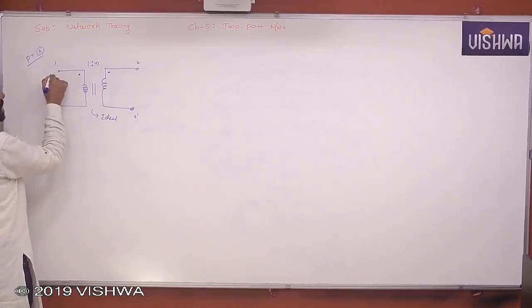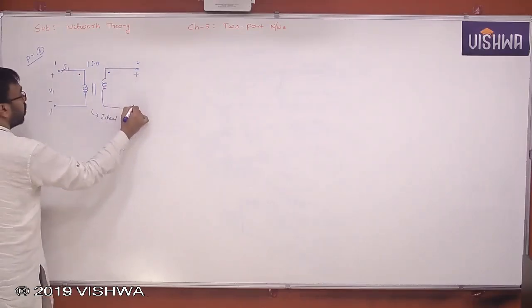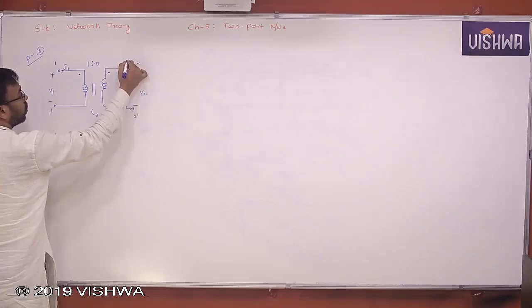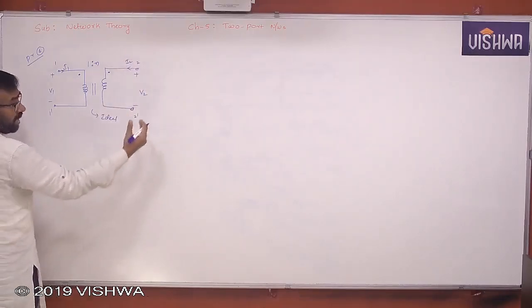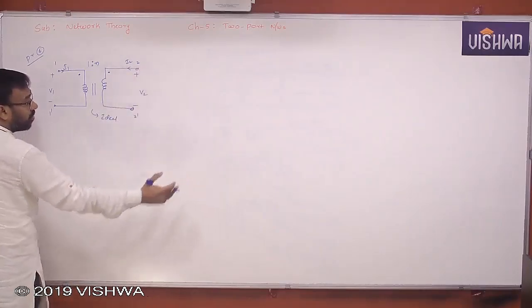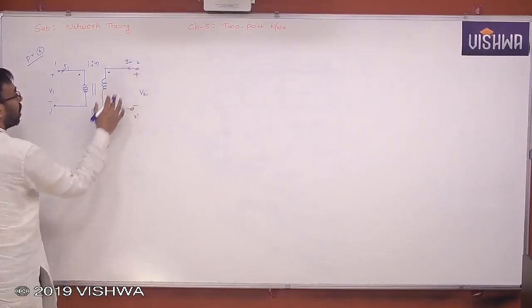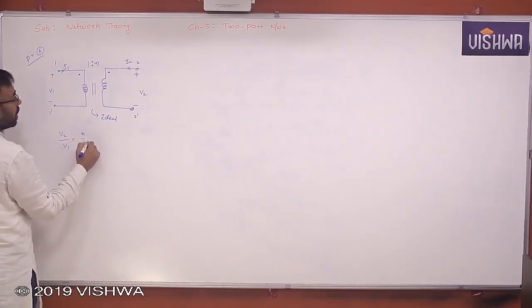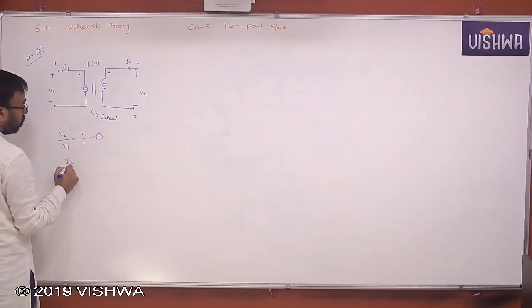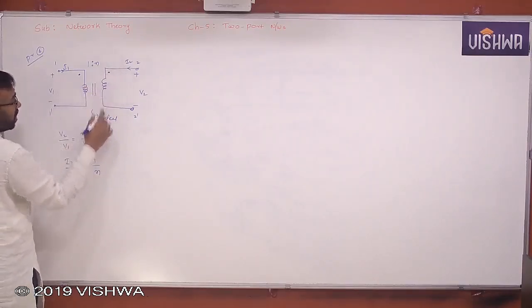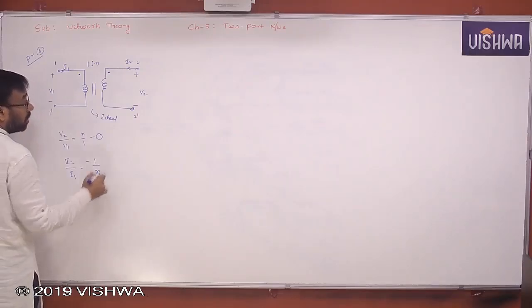Treating the primary terminals as first port terminals, V1 and I1, and treating the secondary terminals as second port terminals, with I2. Generally, in two-port network analysis, we inject the current like this, but in the transformer, we generally draw the current from the secondary terminals. So the relationship here is V2 by V1 is equal to N by 1. This is one equation. I2 by I1 is equal to 1 by N, but I1 should enter and I2 should leave from the dot. Therefore, there is a mismatch.